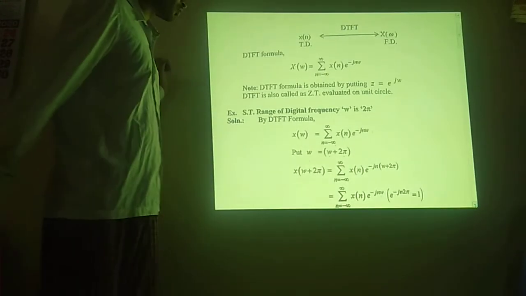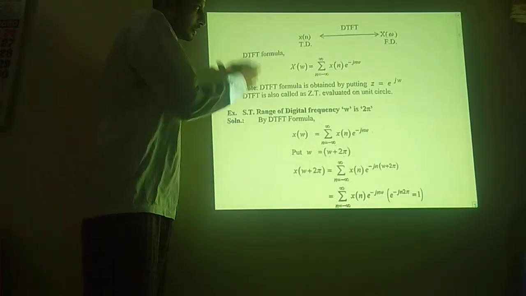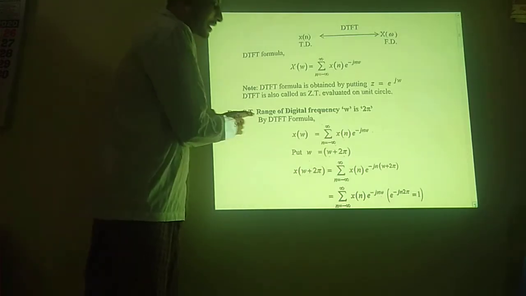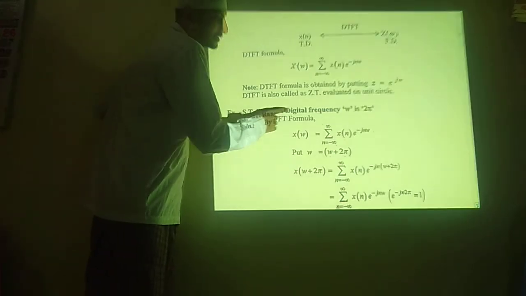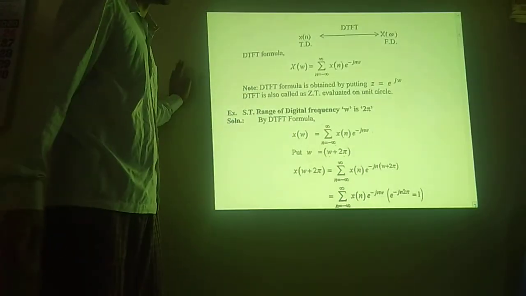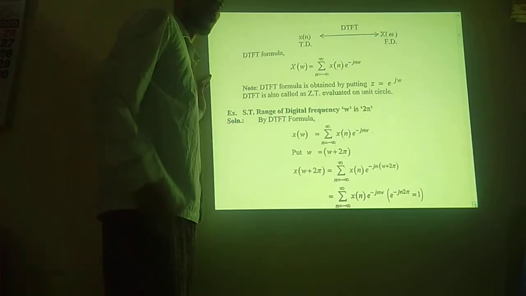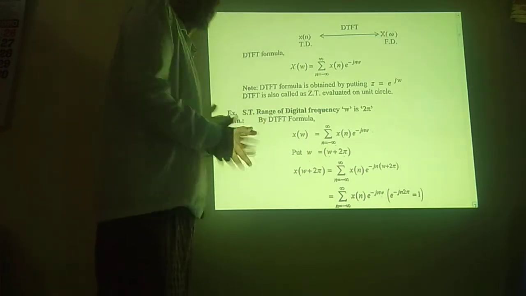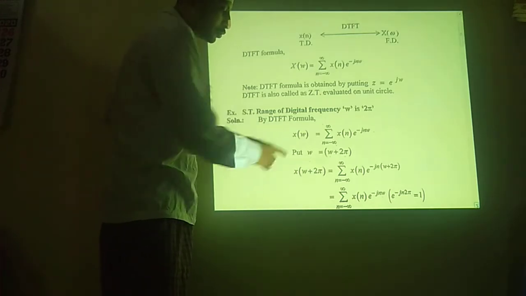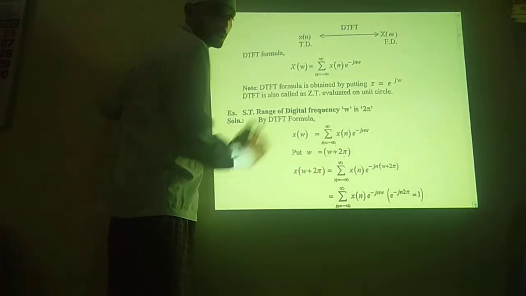Now people, the first question we have got is a derivation of DTFT. State the range of digital frequency omega, which is equal to 2 pi. So this is the question. We have to state the range for omega equal to omega plus 2 pi. So we have to consider omega equal to omega plus 2 pi. So let us see.